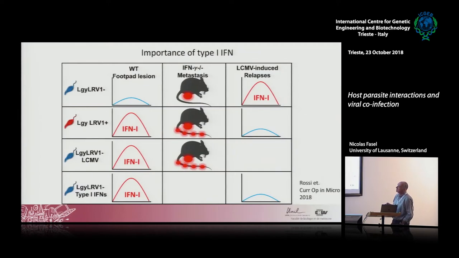If you have V plus, then you have type 1 interferon produced, and in the interferon gamma knockout mice, the parasite moves from the footpad to the tail and the other lymph nodes. But if you add LCMV, then the lesion size is small. So it means that depending on when the mouse is exposed to type 1 interferon, you will develop either metastasis or relapse. In this case, they were not exposed to type 1, but if you come with type 1 or LCMV, then the lesion starts again. If you now use V minus parasite in co-infection with LCMV, you have a big lesion, but then you have metastasis, but if you come back, you don't have it.